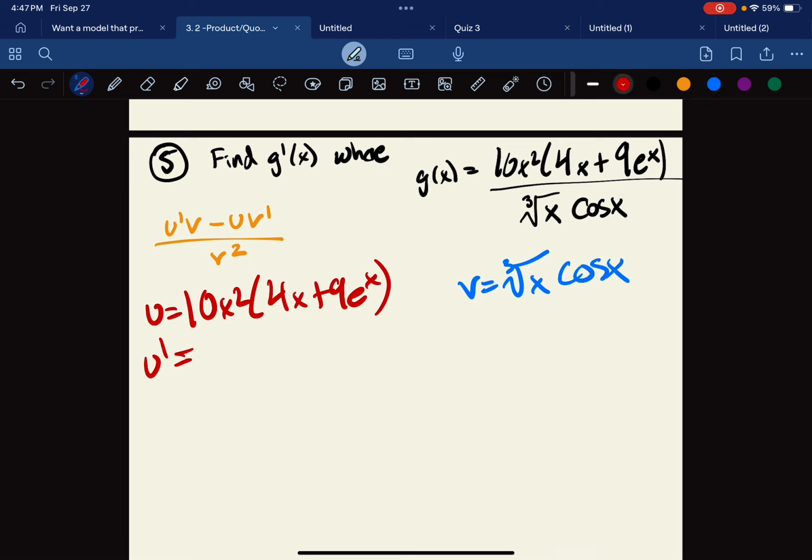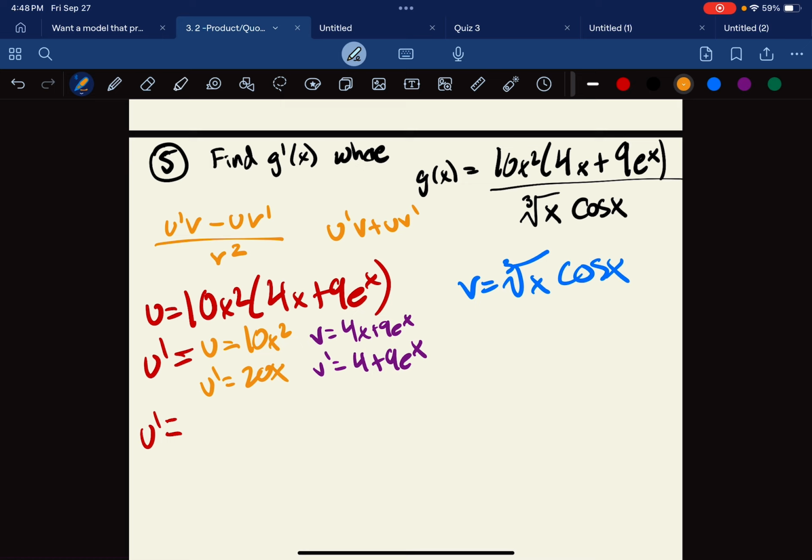Derivative of our numerator is itself going to be a product rule problem, where our first term is 10x squared, and our second term is 4x plus 9e to the x. So then we take the derivative of those terms, that's 20x over here, and then 4 plus 9e to the x here, because the derivative of 4x is just 4, and then 9e to the x derivative, that's 9e to the x, because the derivative of e to the x is e to the x, right? So then our u prime, is our product rule is this.